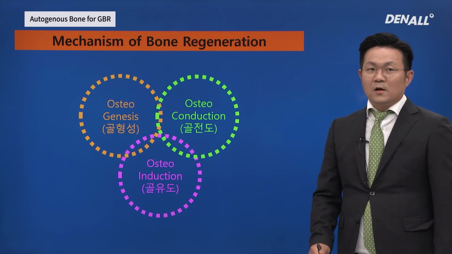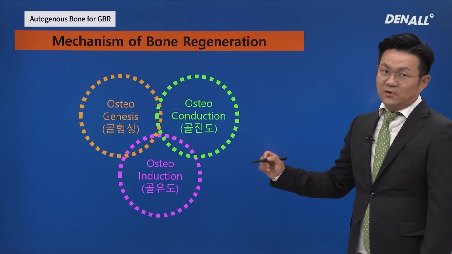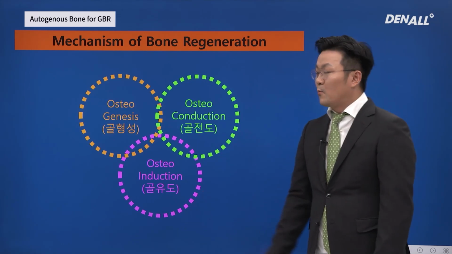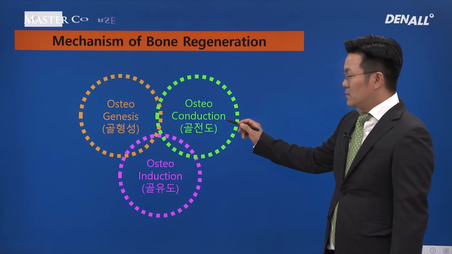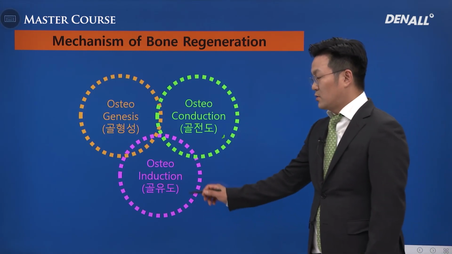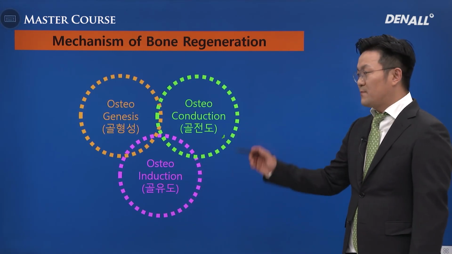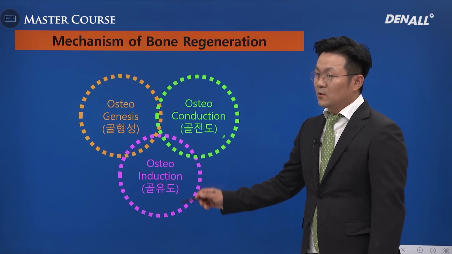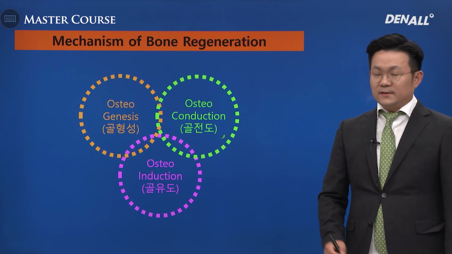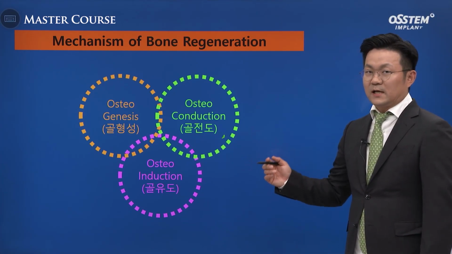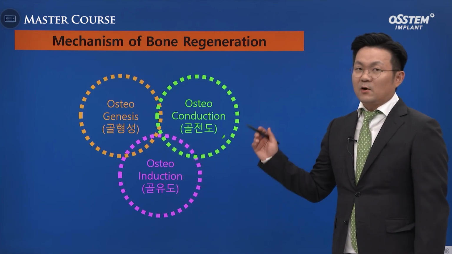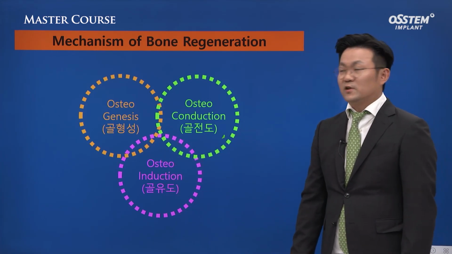As you already know, there are three mechanisms of bone regeneration: osteoconduction, osteoinduction, and osteogenesis. In general, xenograft materials only have osteoconduction, and osteoinduction can be achieved from the allograft, like BMP. Osteogenesis, where bone cells or marrow are involved in generating bone, is achieved only by autogenous bone.